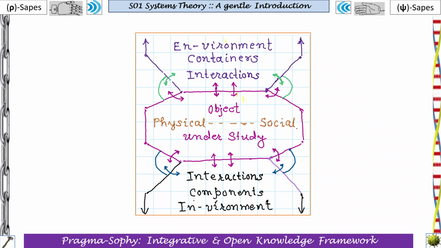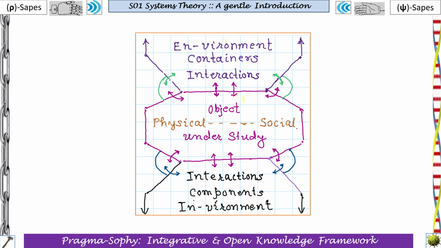A business receives market demands and regulatory constraints and responds by producing goods and services. This constant exchange defines the object's existence and its behavior. Below the object in the figure, we find another important layer, which we call the internal structure of the system. Here, I have shown components and interactions.